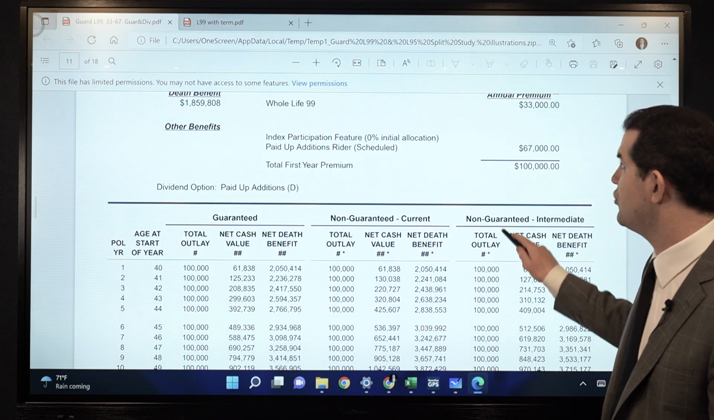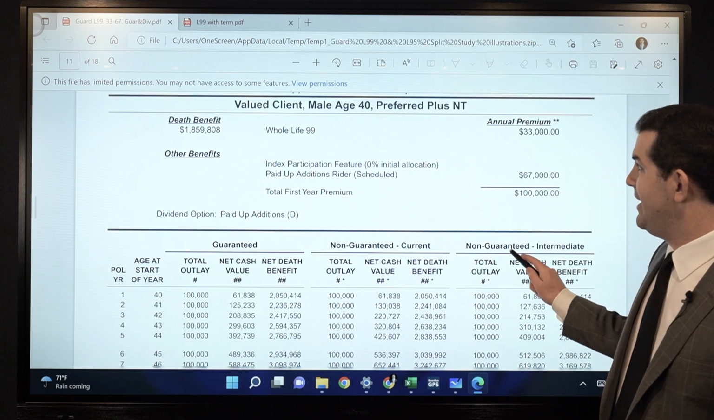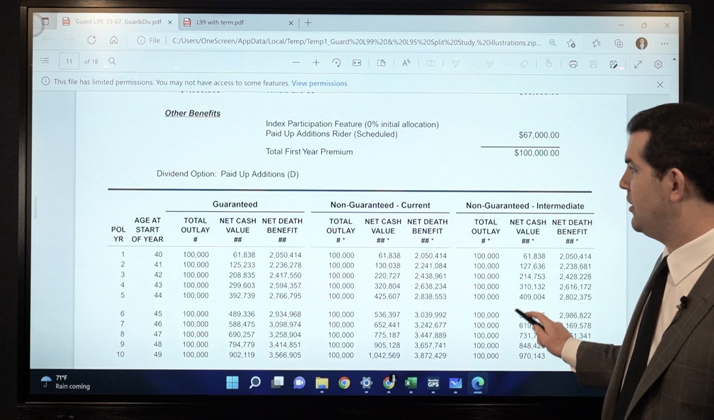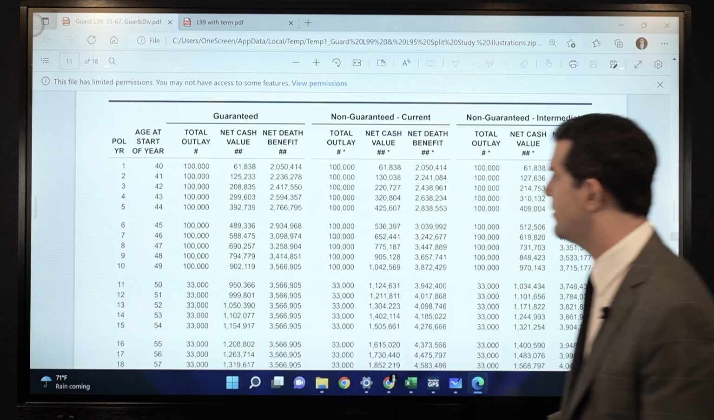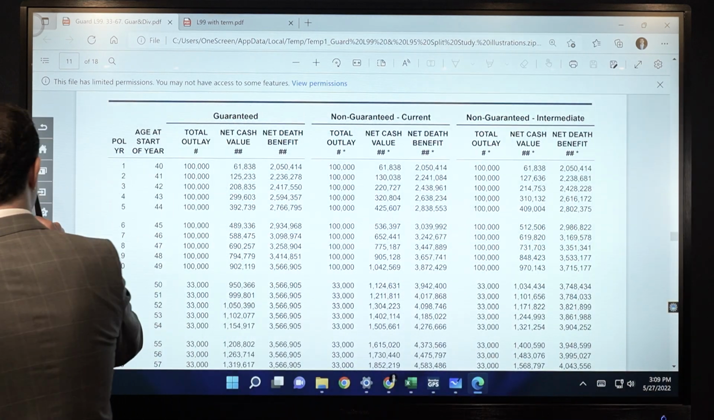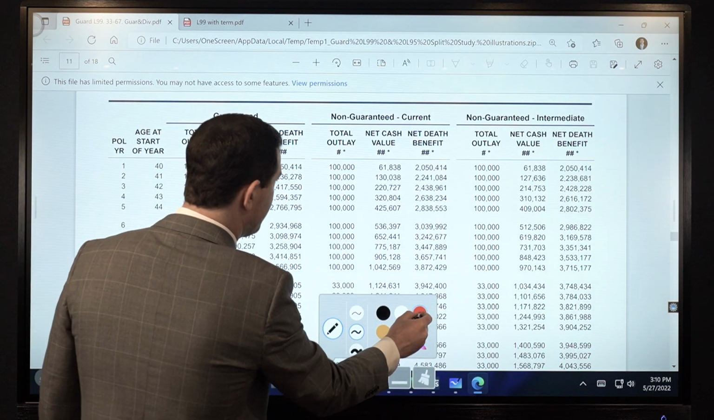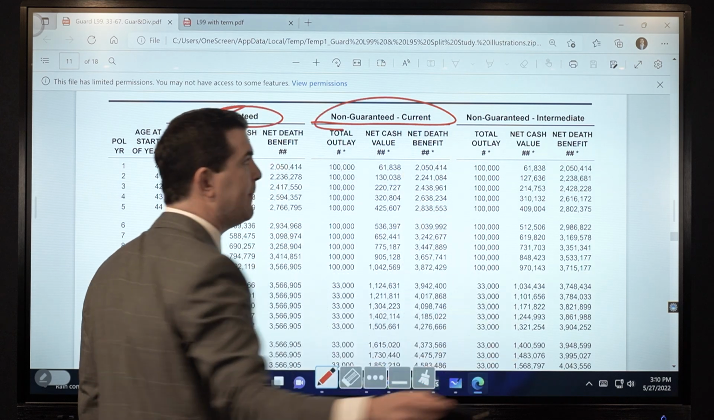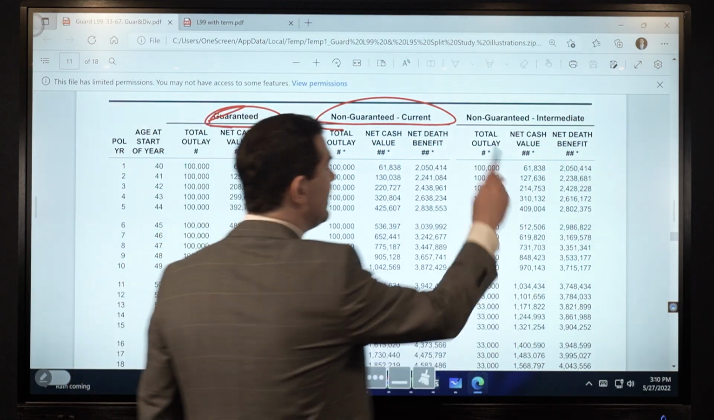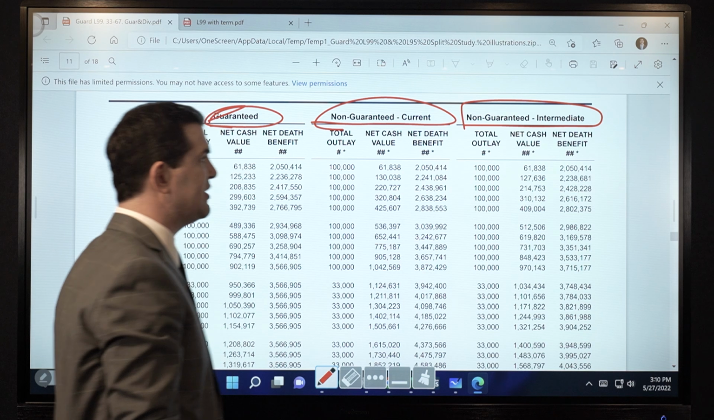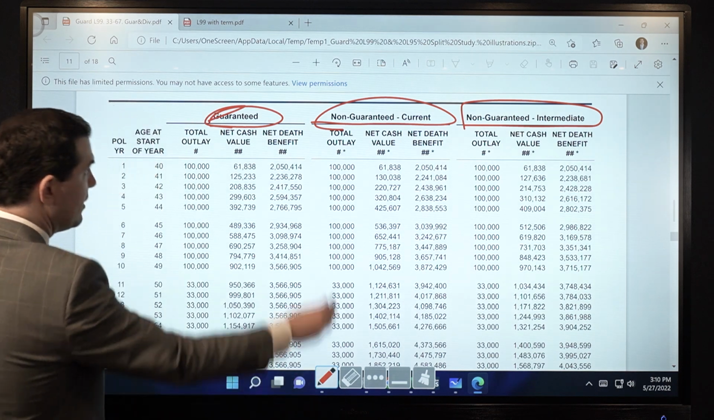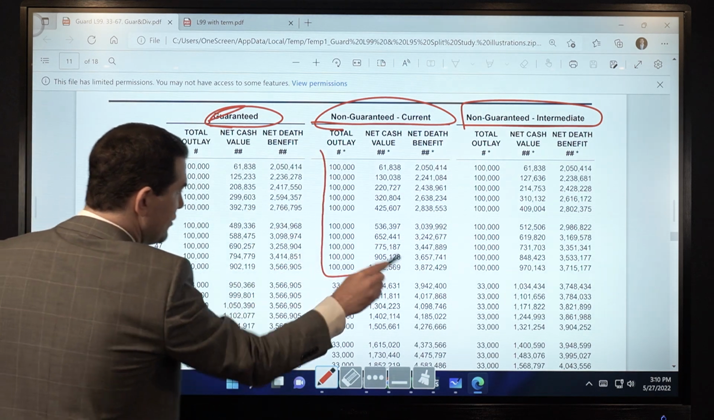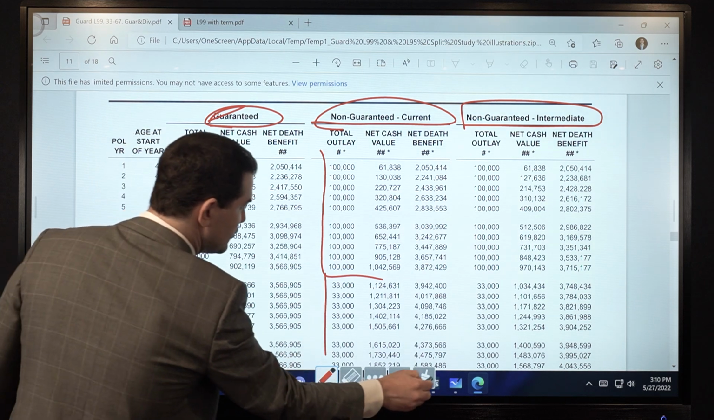Let's go back to the illustration. We've got the guaranteed and non-guaranteed values here. Guaranteed is on the left. No term insurance attached. And then the current represents the company's current dividend interest rate. Intermediate represents a middle-of-the-road dividend interest rate. There's your $100K per year for 10 years, and there's the $33K base premium.